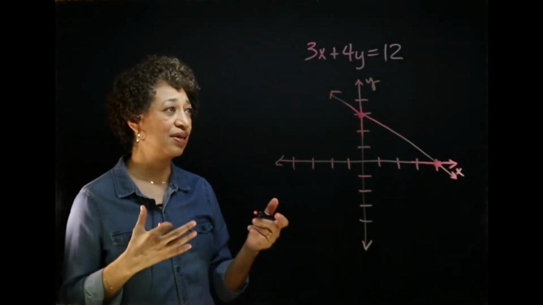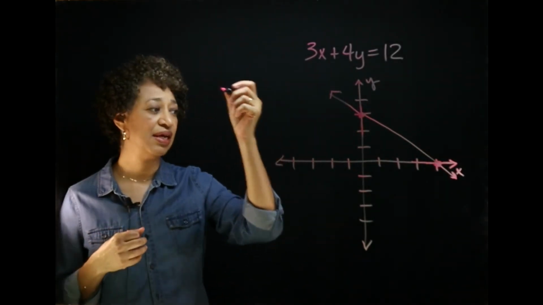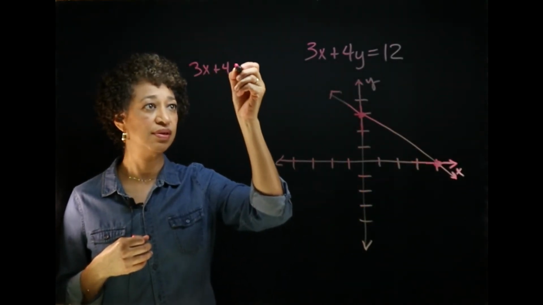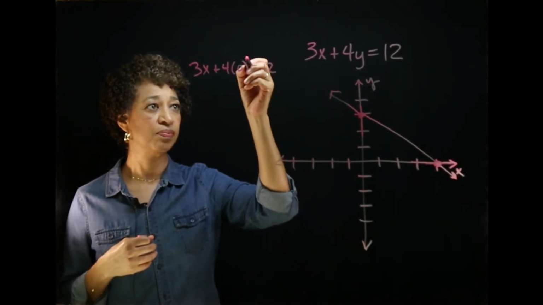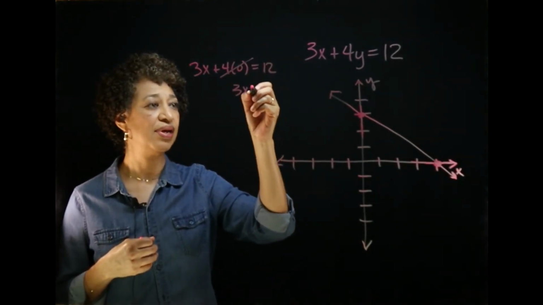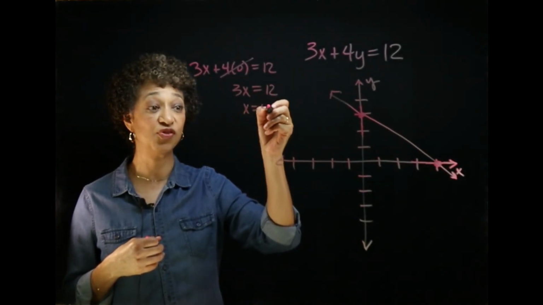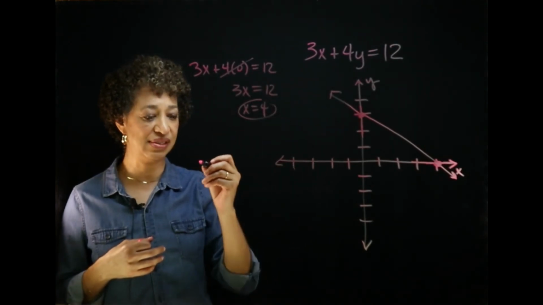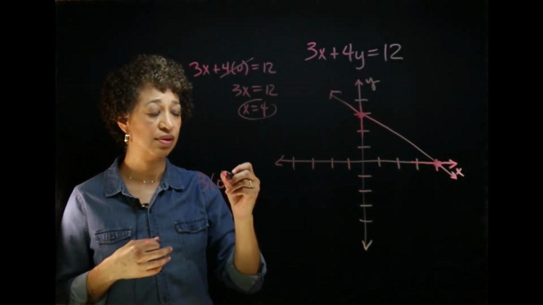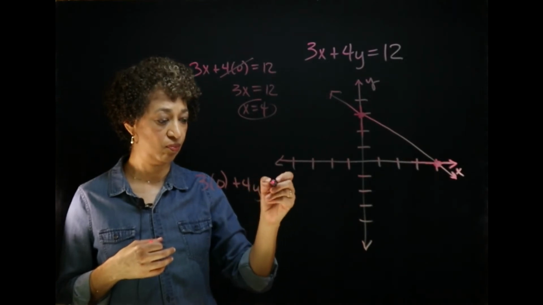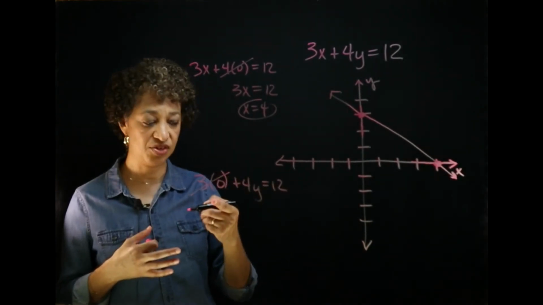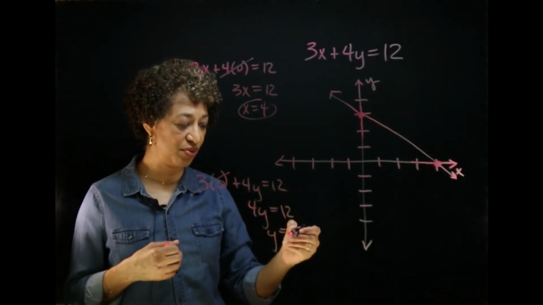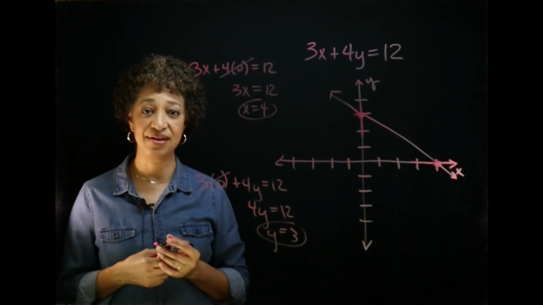Now, what was I doing? Here's what I did mentally, just to remind you. To get the x-intercept, we want to set the y-coordinate equal to 0. So this term goes away. 3x is equal to 12, so x is 4. There it is. To get the y-intercept, we set x equal to 0. This term goes away. We have 4y is equal to 12, so y is equal to 3. And that's what we did in our head.